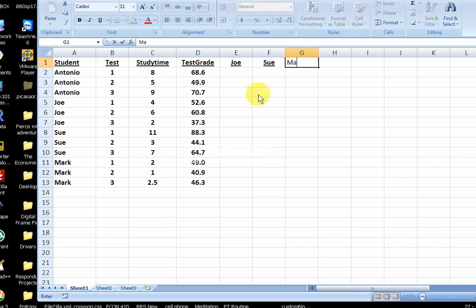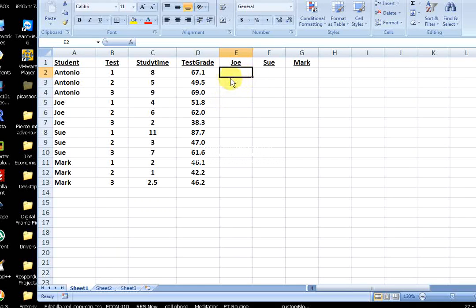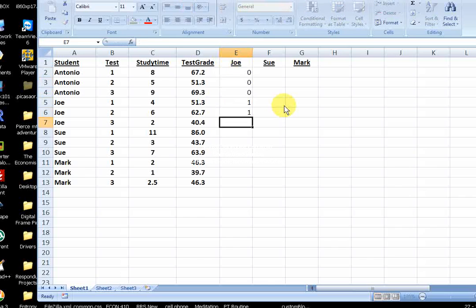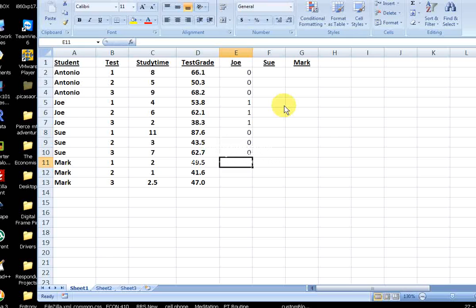We're going to leave out Antonio as the reference category. Anytime you put dummy variables into a model, you need to leave out one of the categories. Otherwise, you have perfect multicollinearity. So for these dummy variables, we're just going to go through and ask, tell me with a 0 if it's not Joe, or 1 if it is Joe. So these aren't Joe. These are Joe. Here's Sue, so she's not Joe. And this is Mark. He's not Joe.